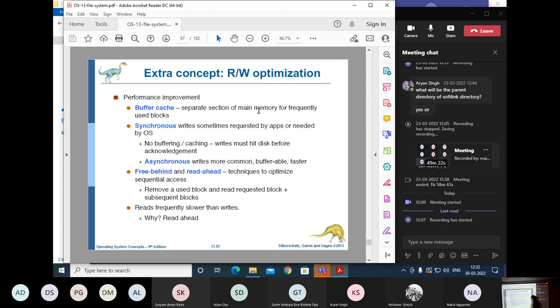Now, in the same spirit of synchronous and asynchronous, there is a concept in read, where read can be free behind and read ahead. What is free behind? Whenever your operating system is asked to read new blocks, you clear the buffer cache. Simple. You free everything behind and bring new blocks into the buffer cache. Use it too much, and your cache will be worthless.